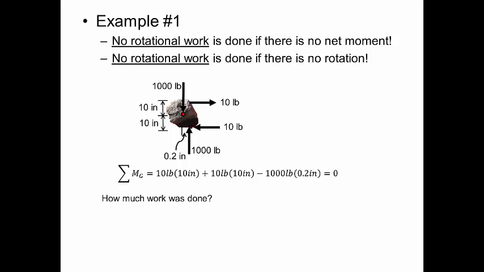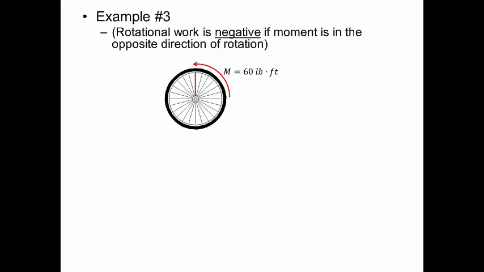How much work was done? Well, if the moment is 0, and if there's no net moment, there's no rotation, the change in angle is also 0, then our work is 0. Here's another example. Rotational work is negative if the moment is in the opposite direction of the rotation. In this case, I've got a bicycle wheel with a moment that's applied to the wheel of 60 pound-feet, but the rotation is in the opposite direction that the moment is being applied. In this case, the moment is taking energy away from the system and slowing the bicycle wheel down.